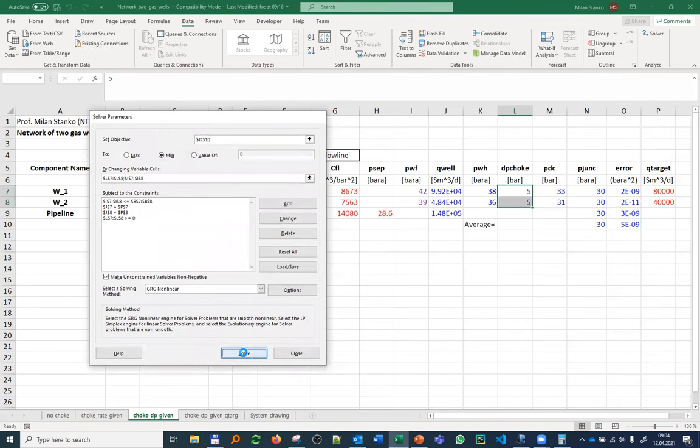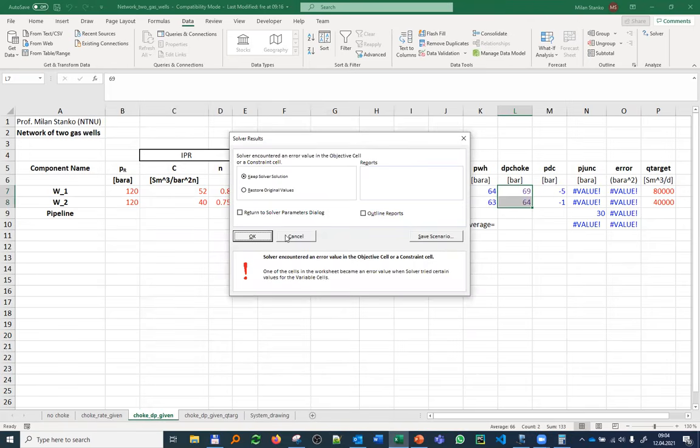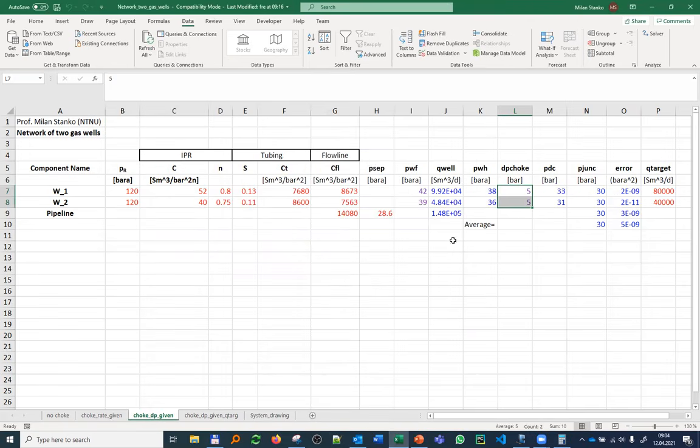Okay, and then I solve and I got an error. So let's see, maybe we can use a better number for delta P choke. We tried before with 30, I think, right? And 30 was similar. 20. This one, I think, was 60, and this one was also 60. The initial condition is very, very important.